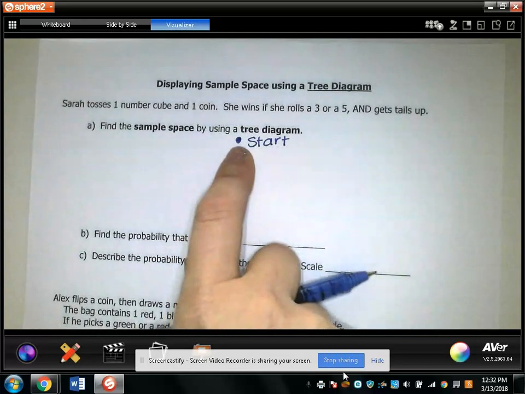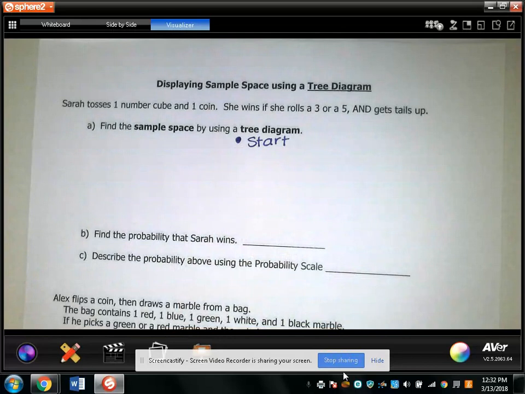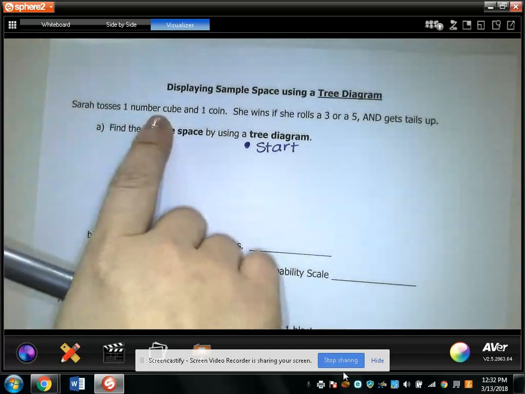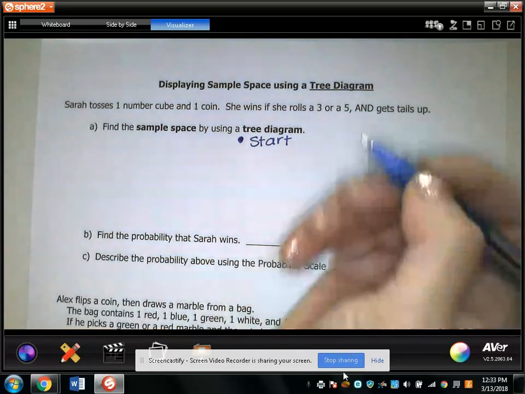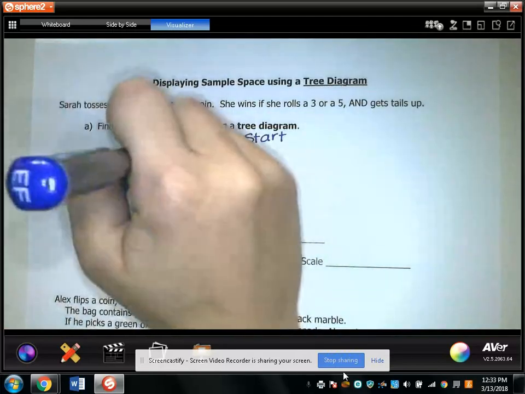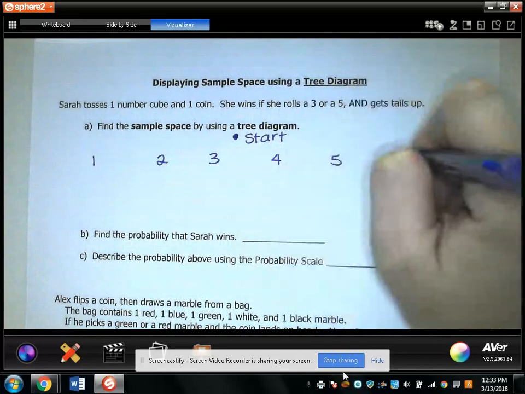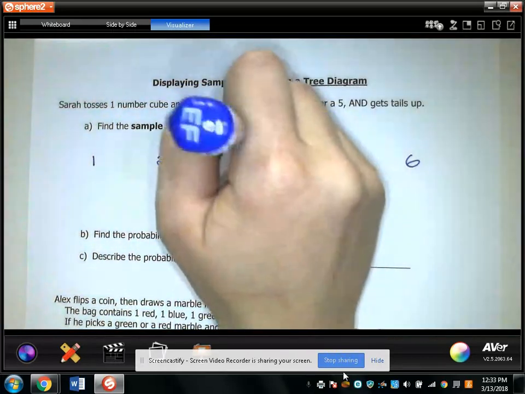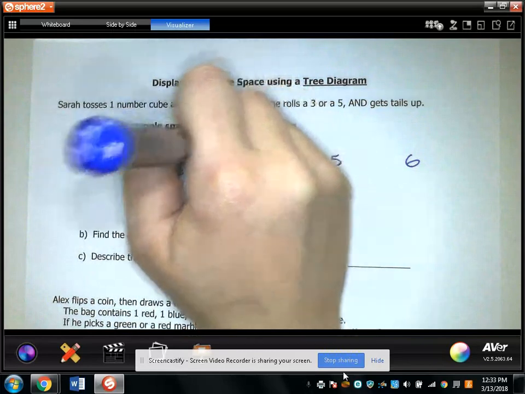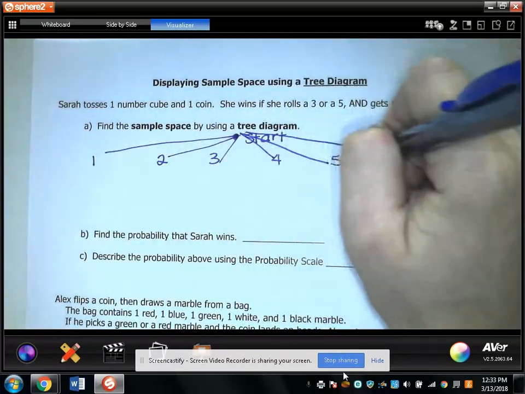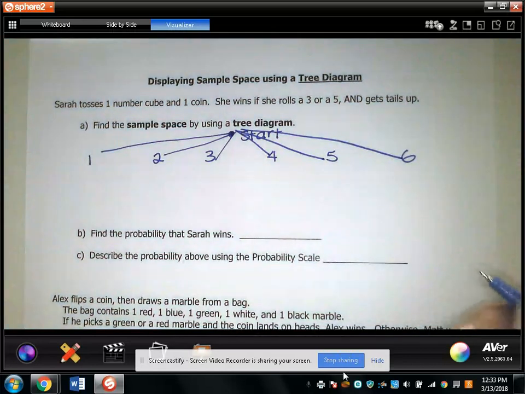And to start a tree diagram, I always start with a start button. I know that sounds odd, but I found that students are more probable to get it correct if they start with a start button. So the first event is she tosses a number cube. And I know a number cube is sides 1, 2, 3, 4, 5, and 6. All right, so I'm going to go ahead and start my tree diagram. Because the first event is rolling a die, I listed 1, 2, 3, 4, 5, or 6.